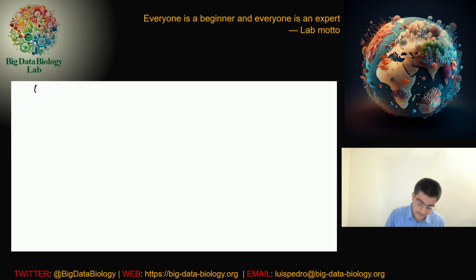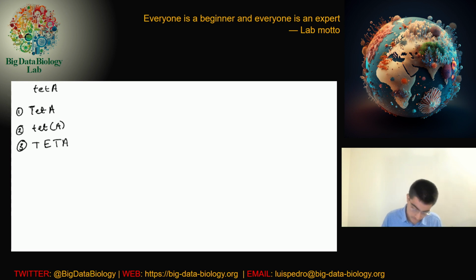The gene TET-A can be represented as TET-A, like that, or TET-A with a bracket, or all caps, TET-A, or even TET-A. So all of these refer to the same gene. For small-scale projects, a human user can quickly evaluate these outputs. However, for large-scale metagenomics projects, this becomes infeasible.